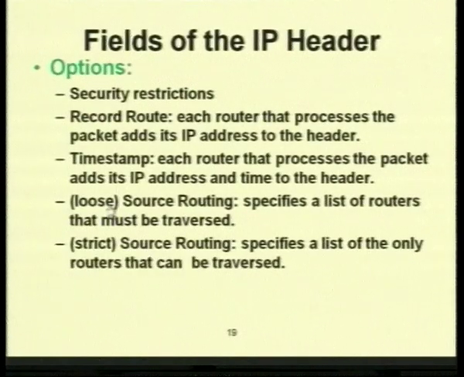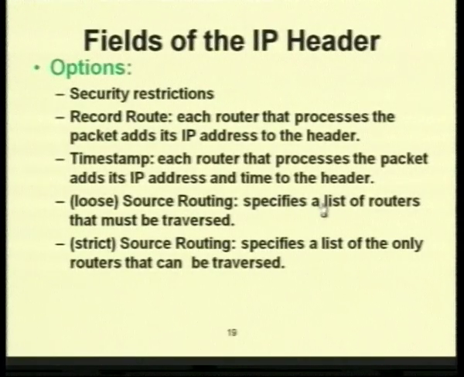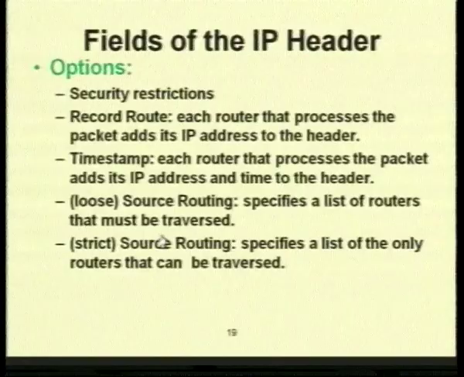Then we have something called source routing. There are 2 options here, loose source routing and strict source routing. Here, the source can specify the complete route that is to be taken to the destination. That is, it specifies a list of routers that must be traversed. Loose source routing just gives you a list of routers, not necessarily in exactly that order. Strict source routing means that it specifies exactly that list of routers which needs to be traversed in that particular order. This is done when the source wants to have control over how the packets are sent, rather than allowing the routing protocol to determine how the packets will be sent.